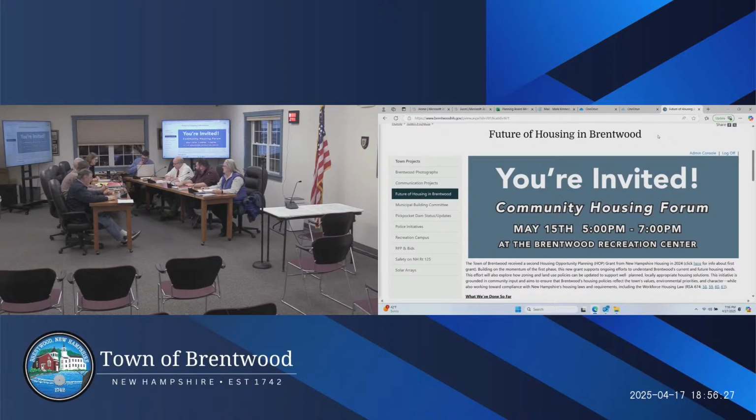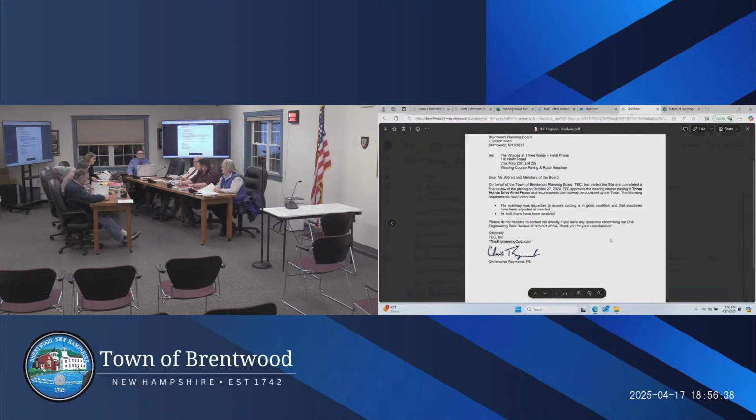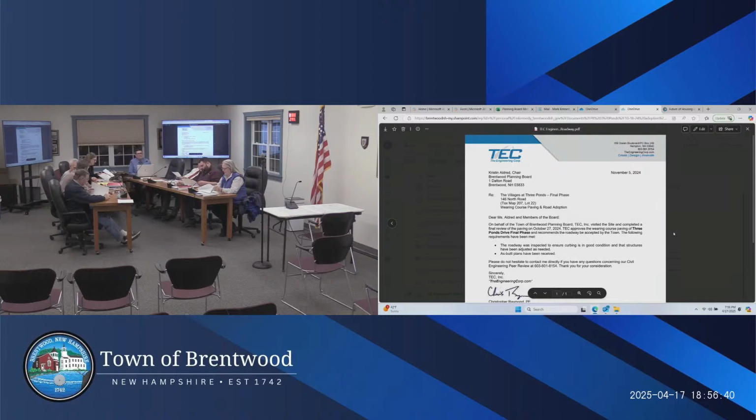Okay, next item, recommendation to the select board to adopt the Phase 3 portion of the Three Ponds roadway. So we have a memo from TEC from last November. And was this the one that there was a site walk? Yeah, right, this was the site walk. Any issues? Nope.